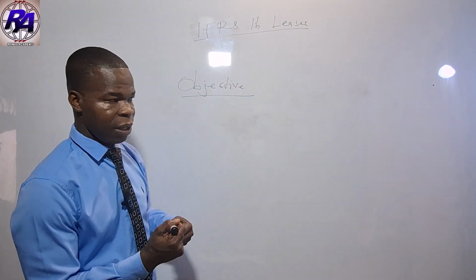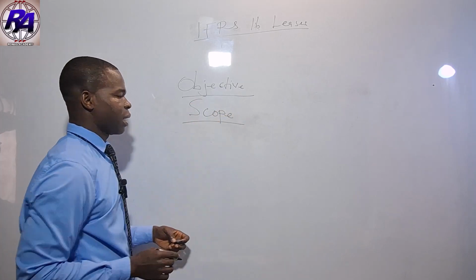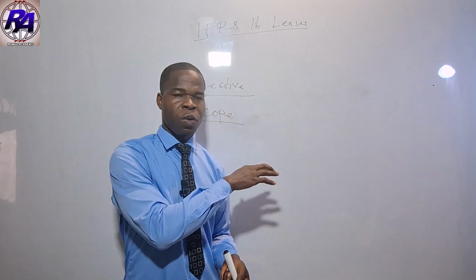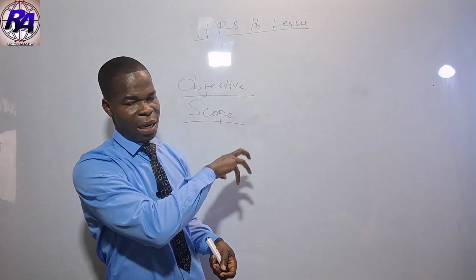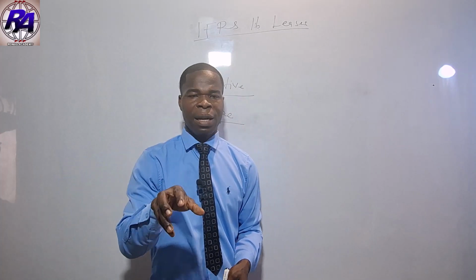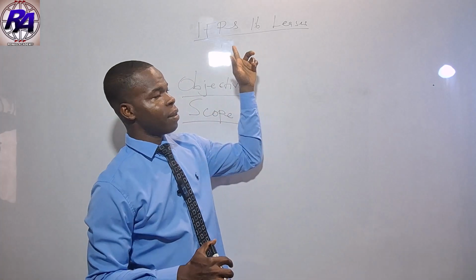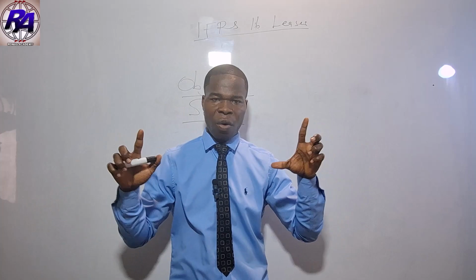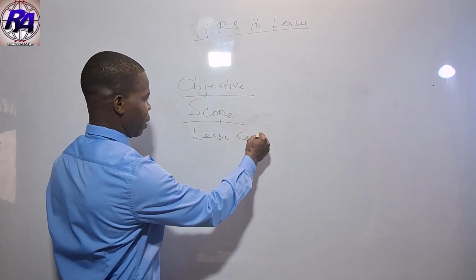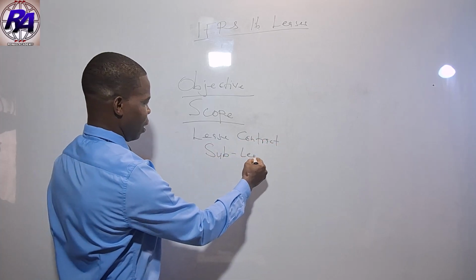Moving from the objective, we want to look at the scope. What are some of the things the standard covers, and what are some of the things the standard does not cover? Here in scope, we are looking at the delimitations of the standard, the things the standard covers, and the items the standard does not cover. When you talk about lease, IFRS 16 covers all lease contracts, including sub-lease contracts.